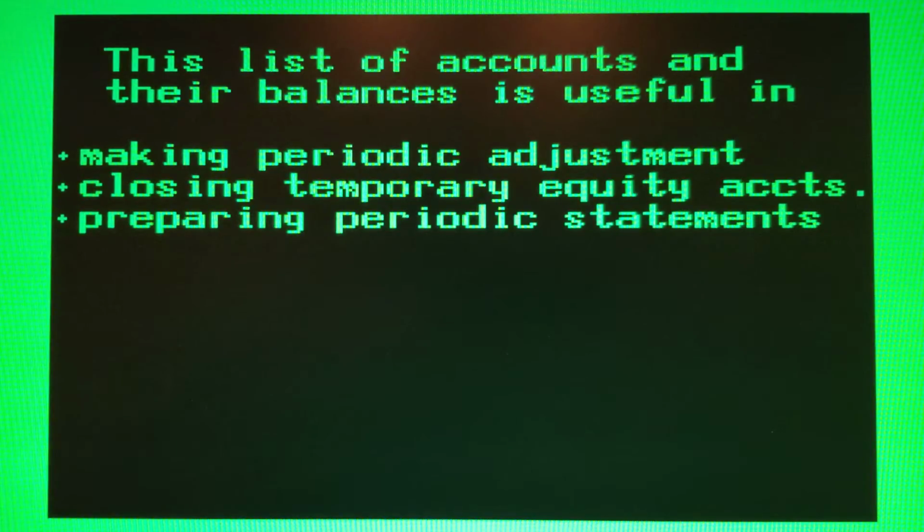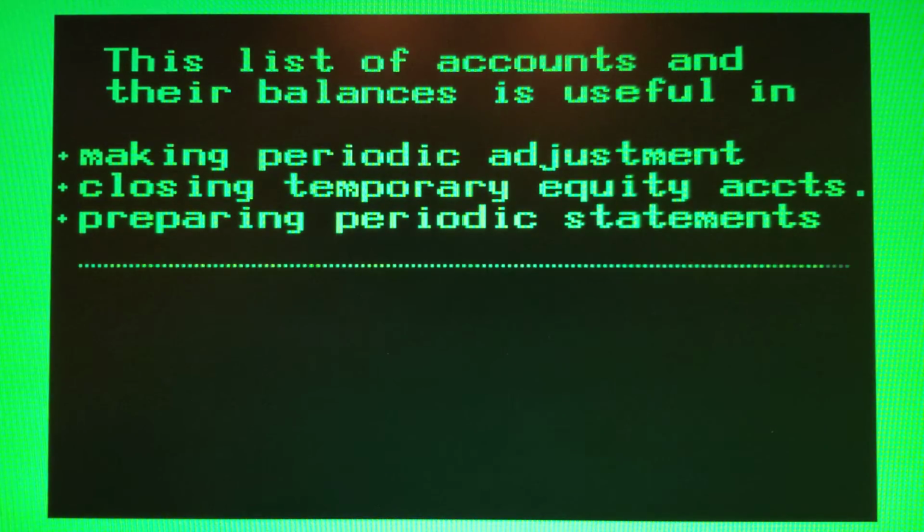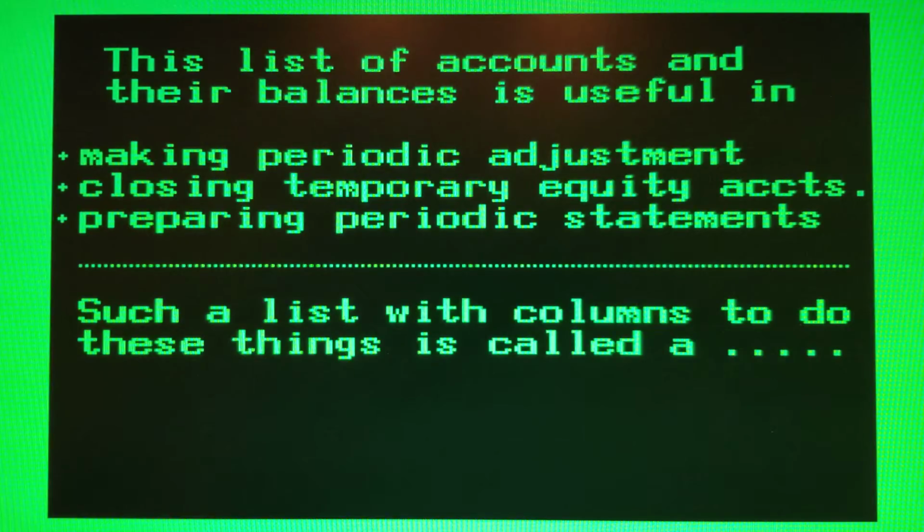This list of accounts and their balances is also useful in making the periodic adjustment in the accounts, such as depreciation and prepaid expense, in closing temporary equity accounts of revenue and expense, and in preparing the periodic financial statements. When such a list is written with several sets of columns to do these things, what is it called?